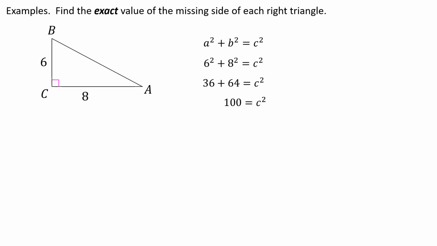Use a calculator if necessary. Take the square root, right? Because I don't want C squared, I just want C. Square root of 100 is 10. Notice that I don't do the plus or minus when taking the square root. Usually when solving an equation, if I did the square root, I would put the plus or minus in front. But we assume with these right triangles that all sides have a positive measurement. And so we're not going to put the plus or minus in front of the square root.